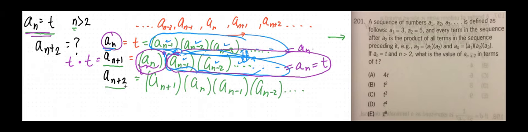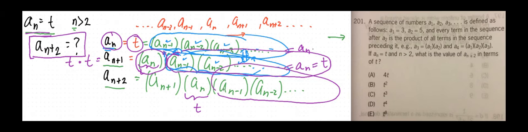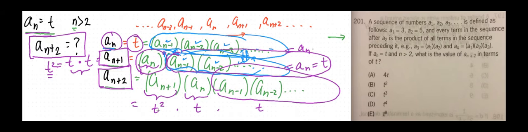And then if we look at An+2, which is the thing we're looking for, it's comprised of An, which is again T. It's comprised of this thing, n-1, n-2, etc., which we said was also T. And look, T times T is T squared. We just showed that T squared is the same as An+1. So An+1 here is T squared. So An+2, which is what we're looking for, is the product of all these things: T squared times T times T.